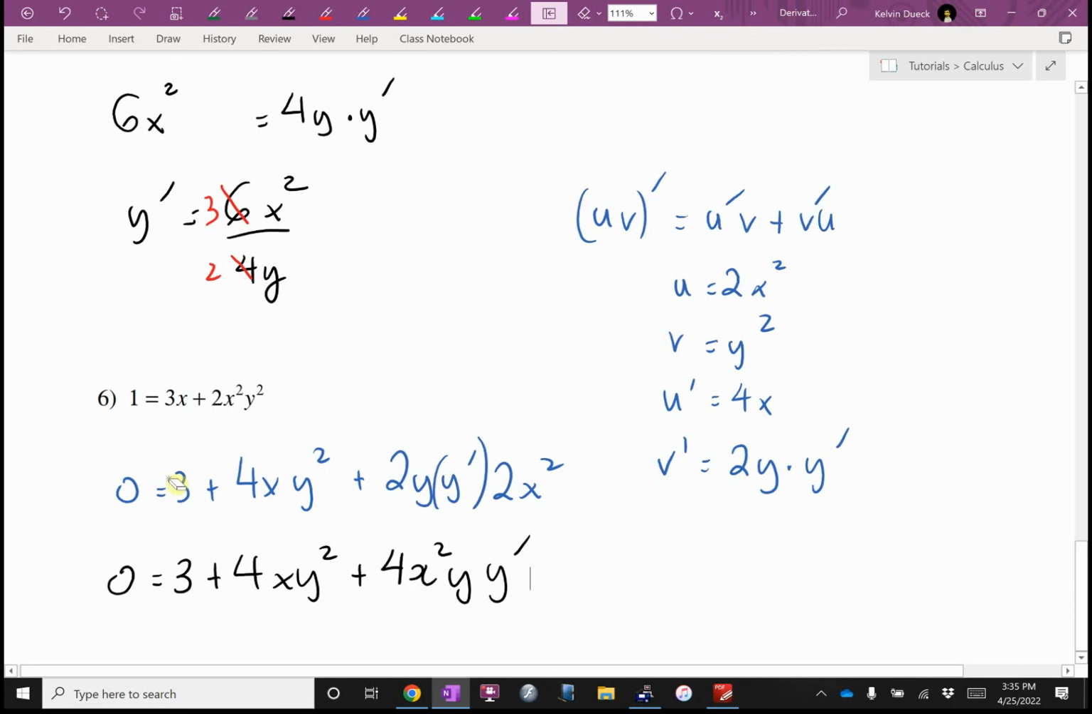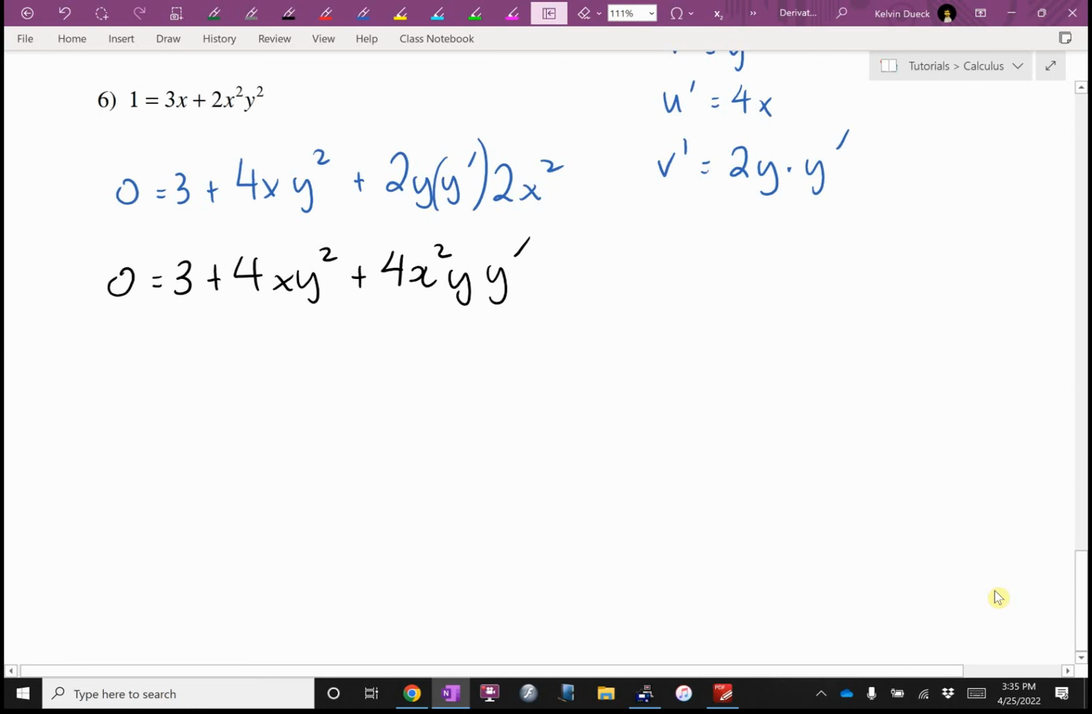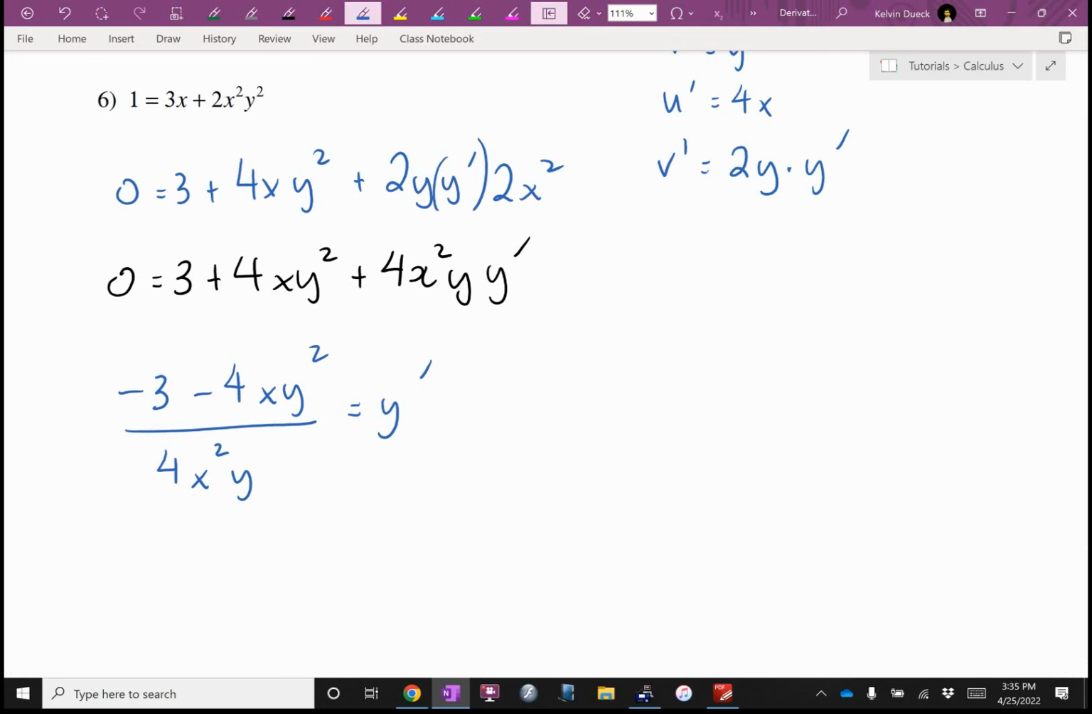Luckily for 4 of you, you're good at formula manipulation. One poor schmuck didn't do physics, and so maybe is not as good at formula manipulation as the rest of you, but I'm pretty sure minus the 3, minus the 4xy squared, and then divide by the 4x squared y. I think it's going to be a negative 3, a negative 4xy squared, and then divide by a 4x squared y. That equals y prime. Is that right? Yeah.